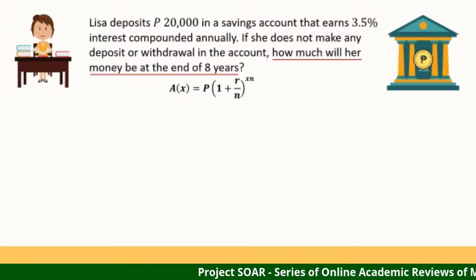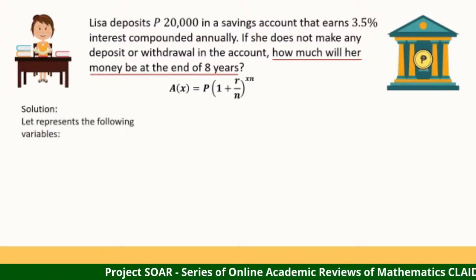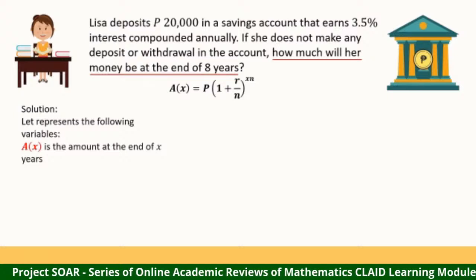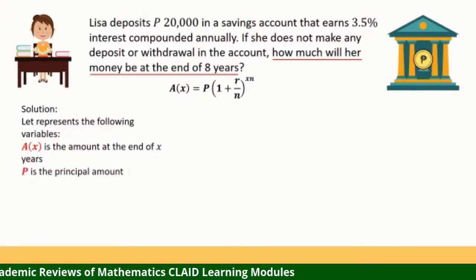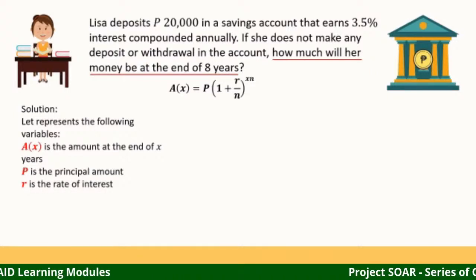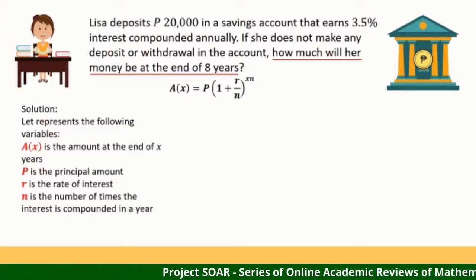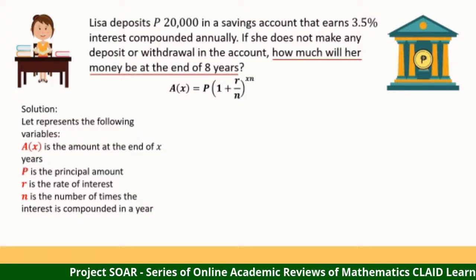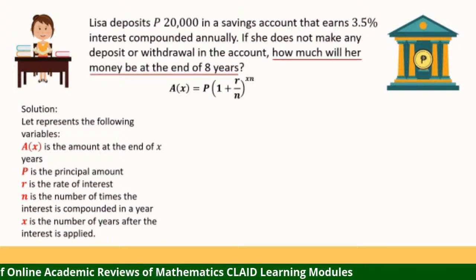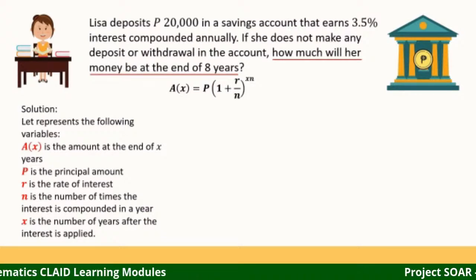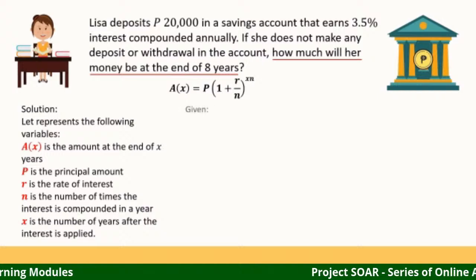So what are these variables? So we have A of x is the amount at the end of x years, p is the principal amount, r is the rate of interest, n is the number of times the interest is compounded in a year, and x is the number of years after the interest is applied. So what are the given in the problem?